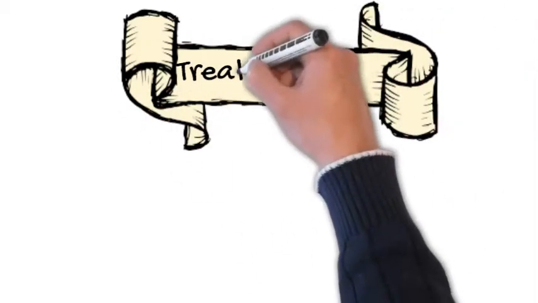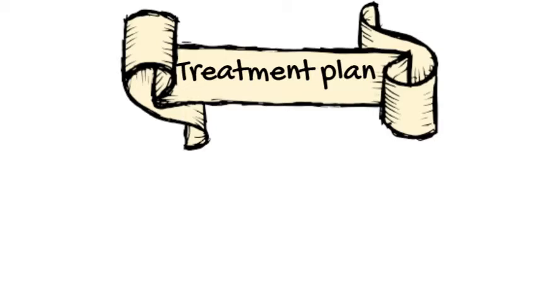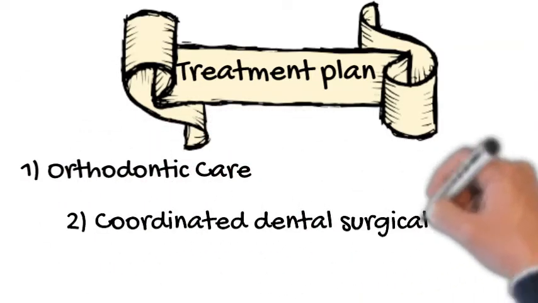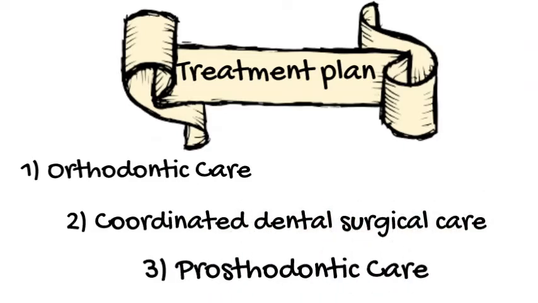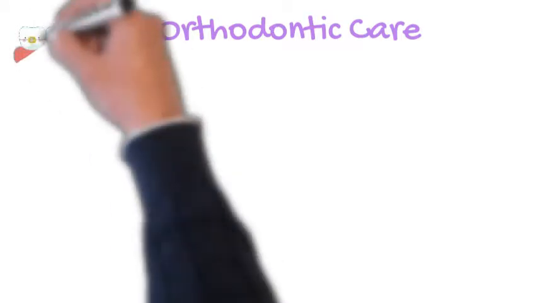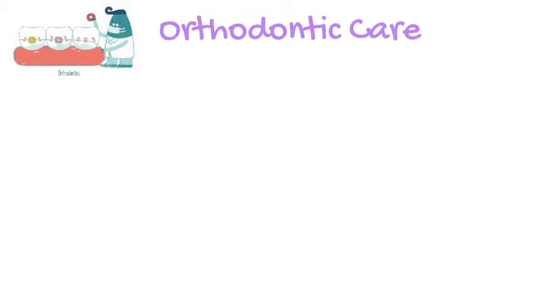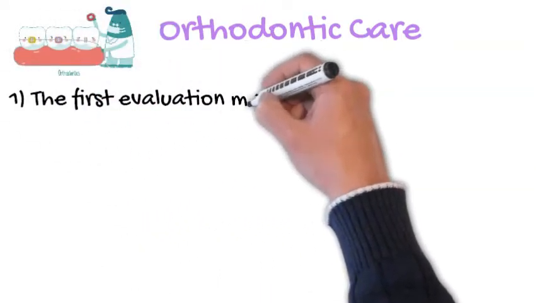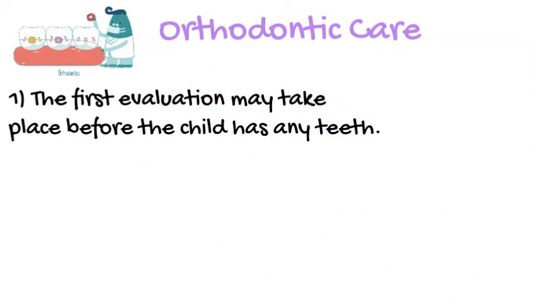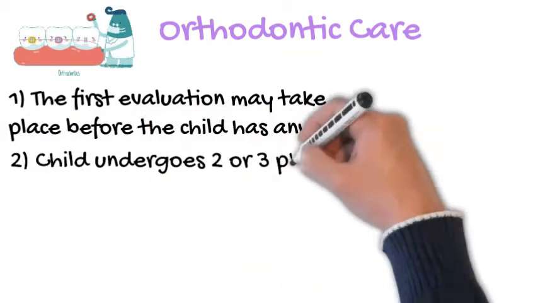The treatment of the patient after repairing the cleft involves more than one specialty, including orthodontic care, coordinated dental surgical care, and prosthodontic care. Orthodontic care has many important aspects, including having the first evaluation take place before the child has any teeth, since facial growth is an important aspect of orthodontic care.